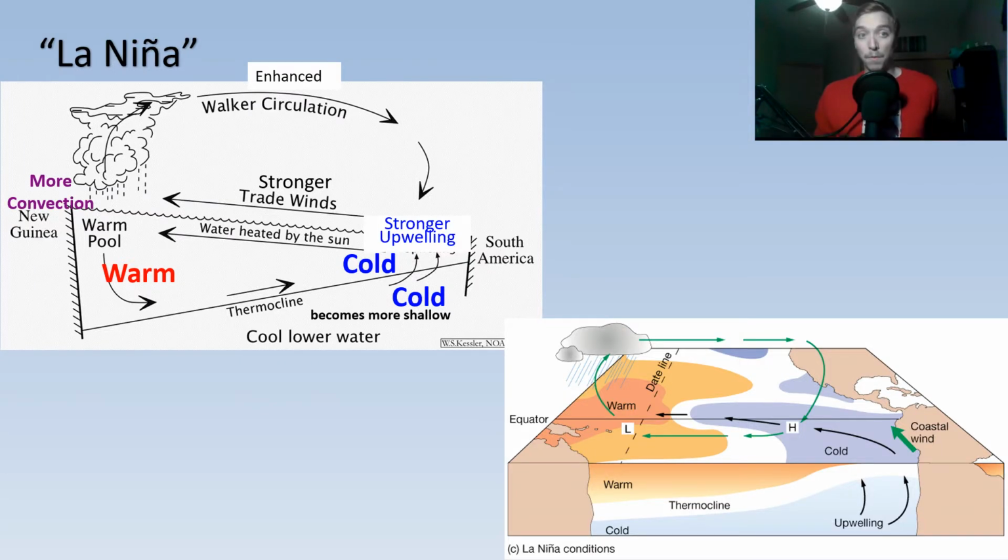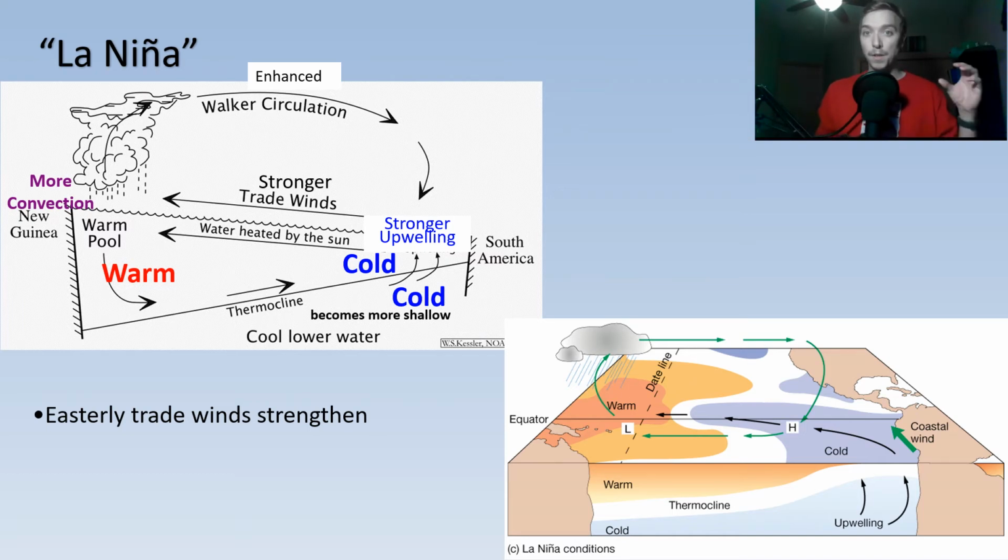For La Niña events, we see a strengthening of our easterly trades. We see greater convection near New Guinea, stronger storms. The Walker circulation is enhanced, with stronger upwelling of cold ocean currents. That cold becomes more shallow, so it decreases in depth below the surface of the ocean. The thermocline steepens a bit more. The warm water is pushed further off the coast.